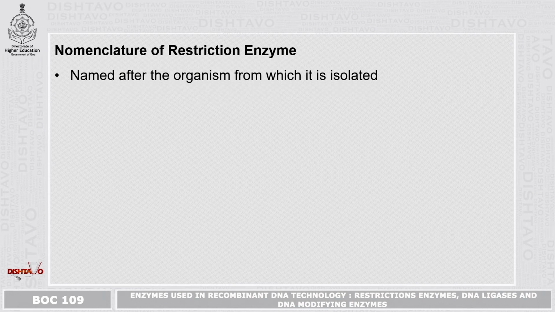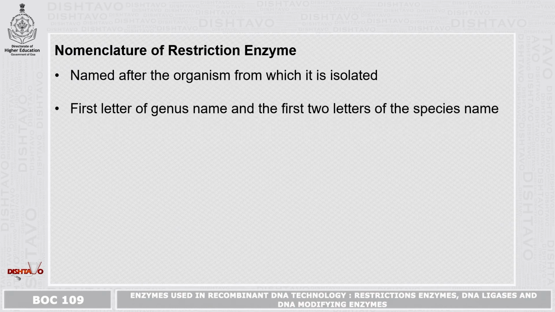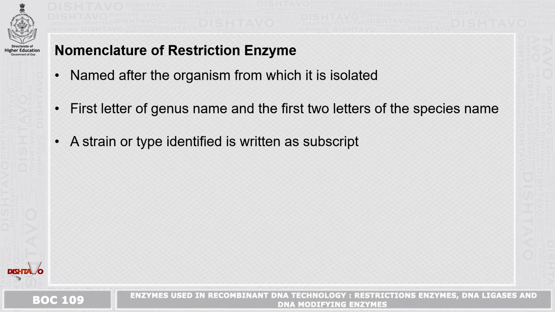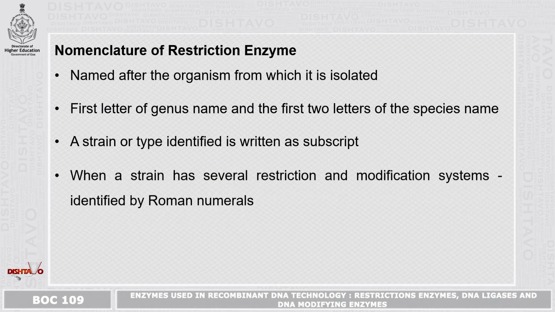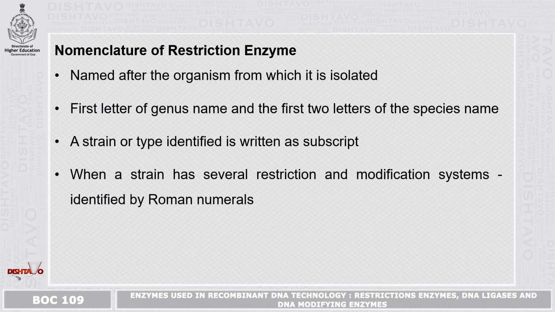Each enzyme is named after the organism from which it is isolated, and it is identified by the first letter of a genus name and the first two letters of the species name. A strain or type is identified and written as subscript. When a strain has several restriction and modification systems, it is identified by Roman numerals 1, 2, 3, etc.